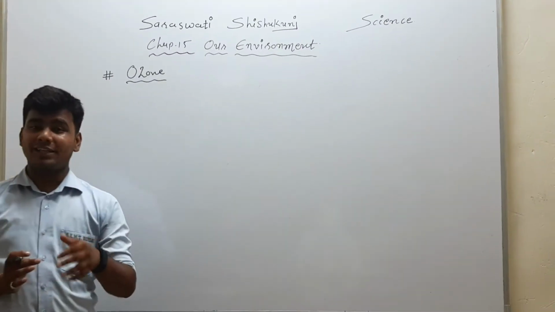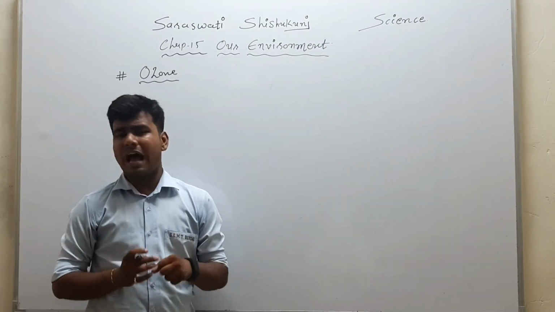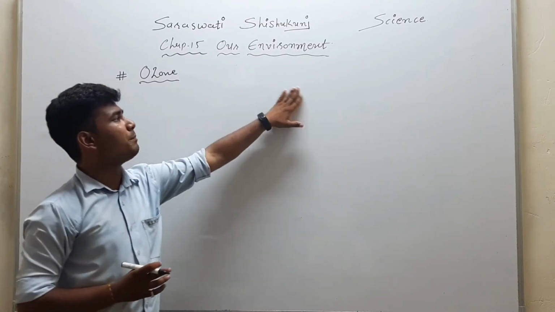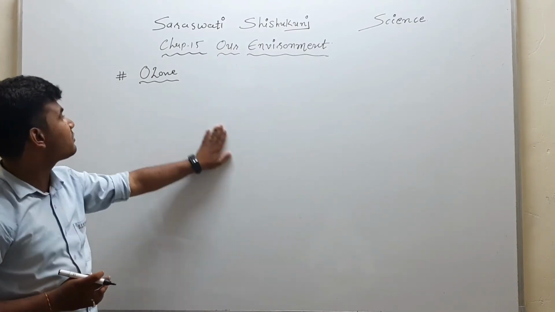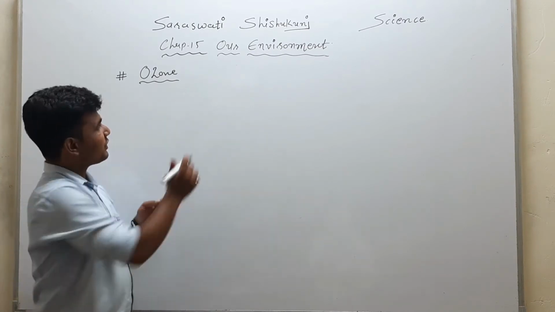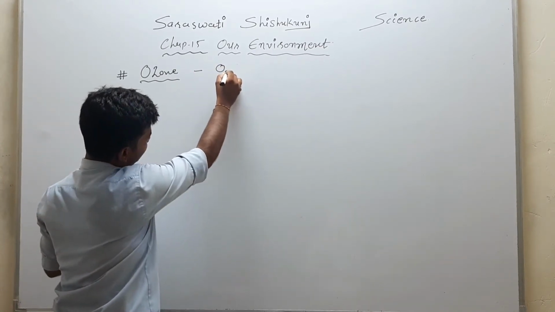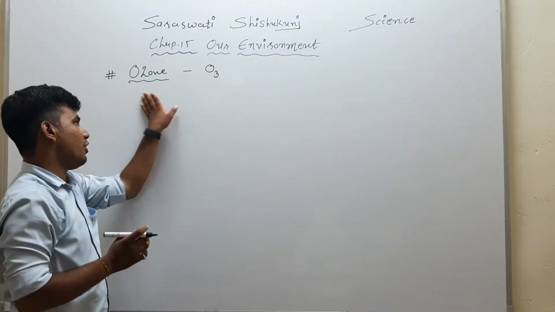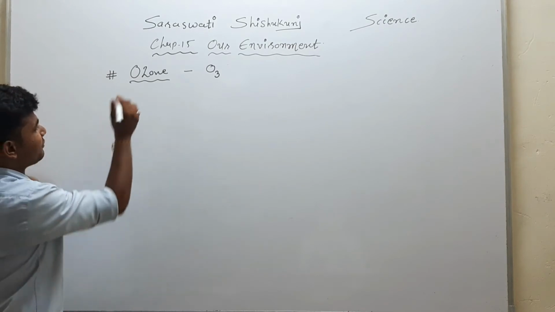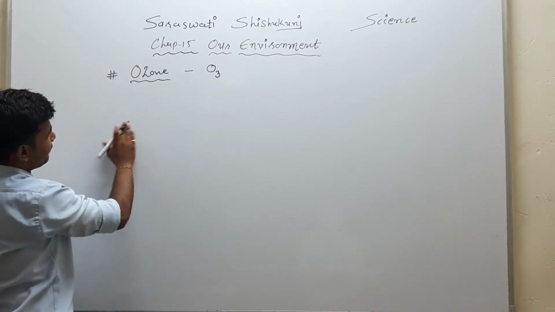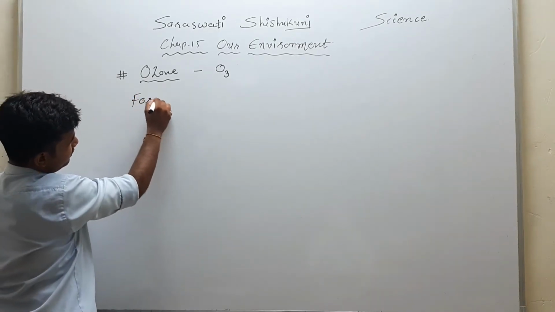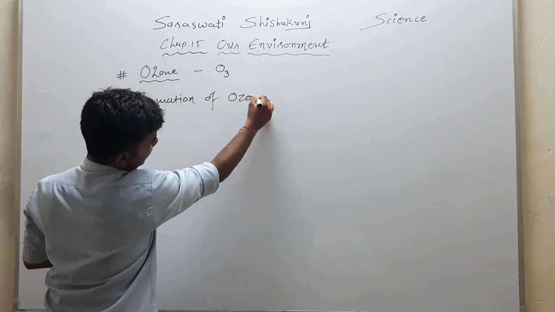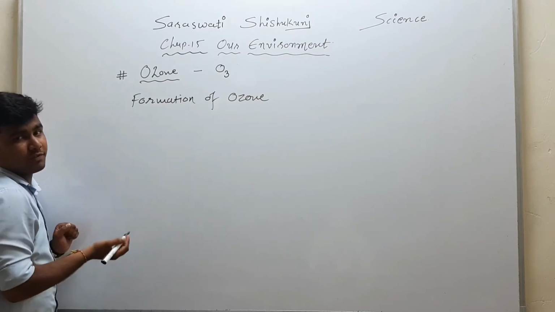Understand some activities, right, which are very harmful to our environment and which are done by us. So, some human impacts on our environment. In that, first we will talk about ozone. As we all know, ozone is O3, meaning it's made up of 3 atoms of oxygen. Now, how is this ozone formed? First we will talk about the formation of ozone. Now let's understand how ozone is formed.